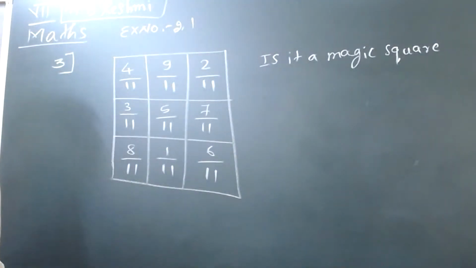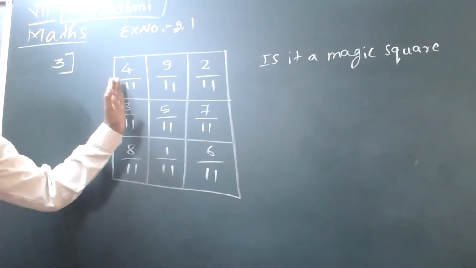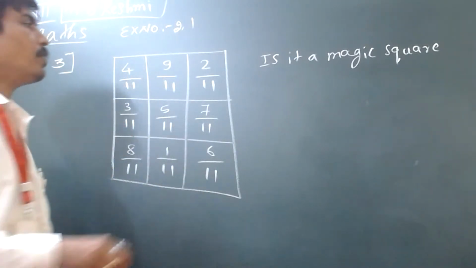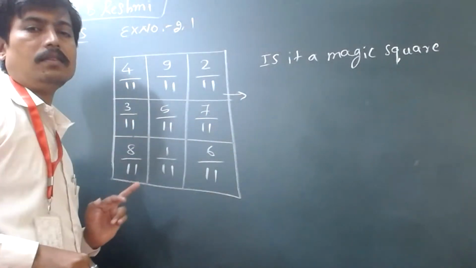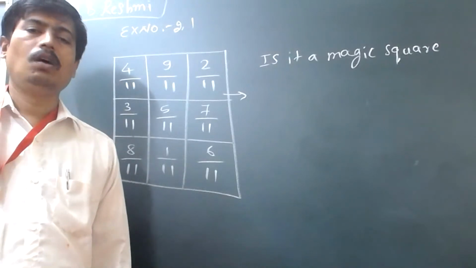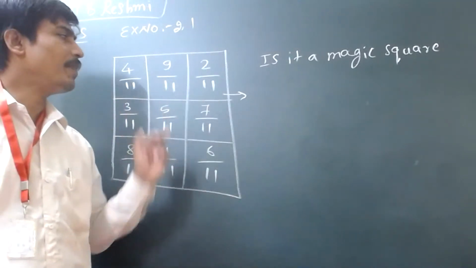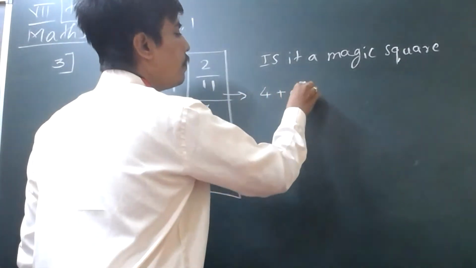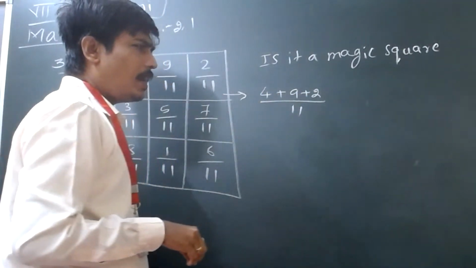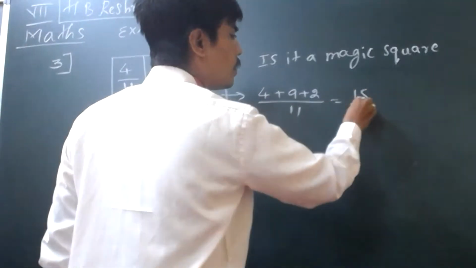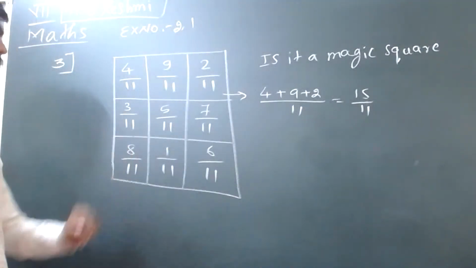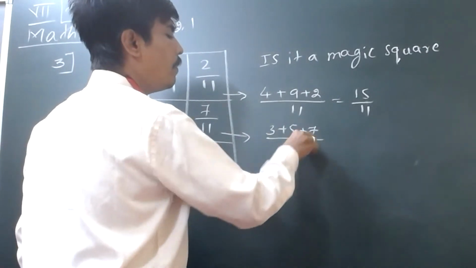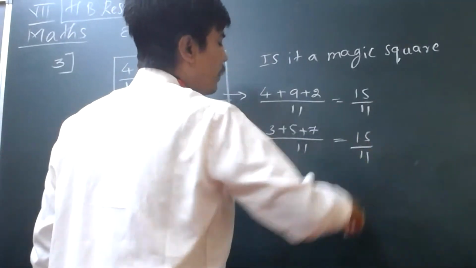First of all, you should know that a magic square means if I add row wise, column wise, and diagonal wise, the answer should come the same. In fractions, Sir has already given the basic points. When the denominators are the same but the numerators are different, we can add them. 4 plus 9 plus 2 upon 11, and our answer will be 15 by 11. Second, 3 plus 5 plus 7 upon 11, that is again 15 by 11.